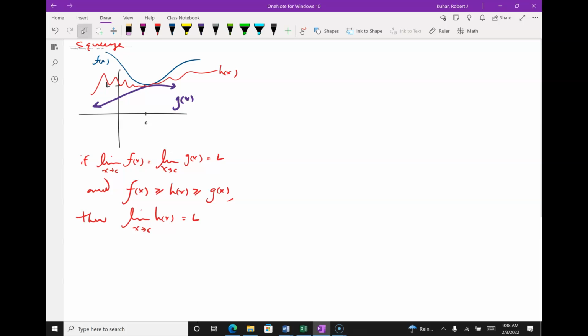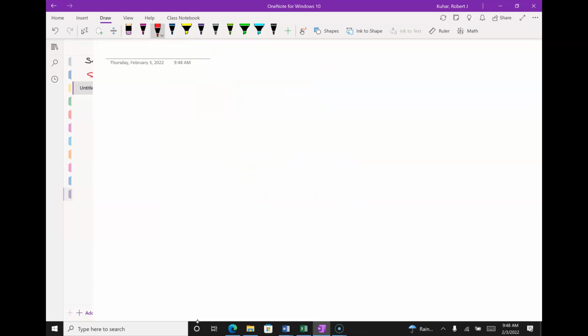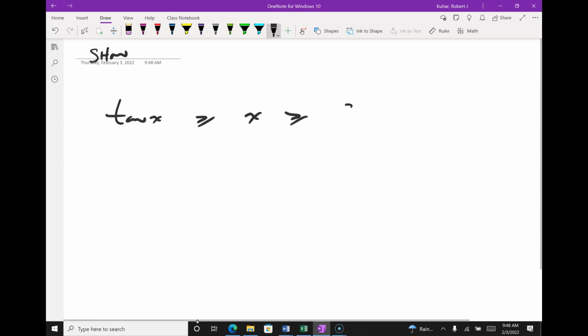I'm going to start with something I know, just because my teacher taught me, and the teacher of that teacher taught them. Something we're passing down, and you have to remember all of these things I'm passing down to you. This is problem 4 in the chapter 2 review. I want to show that the tangent of x is greater than or equal to x, which is greater than or equal to sine x.